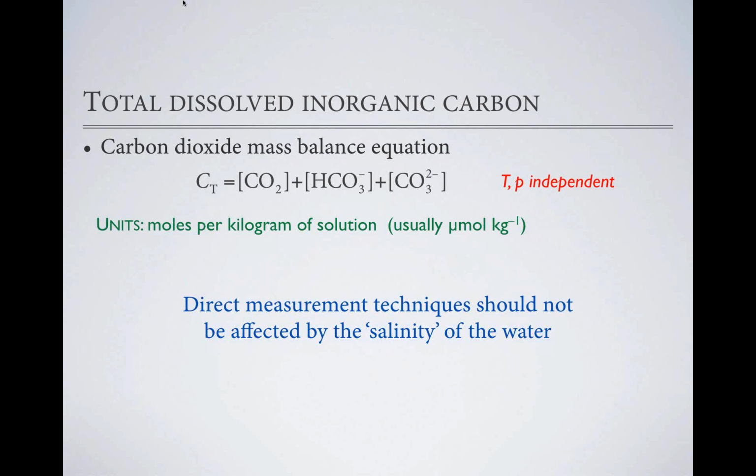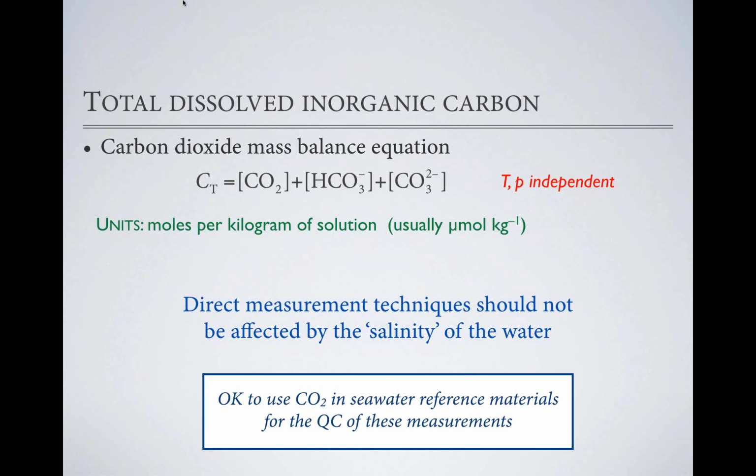So all these direct measurement techniques where we acidify and separate the CO2 from the solution in some way will work fine over all salinities. You will still get a sensible estimate of total carbon. And probably it would be okay to use our CO2 in seawater reference materials to quality control these measurements, because those should simply tell you how well your system is working, and don't need to be matched in salinity to really judge how well it's working.